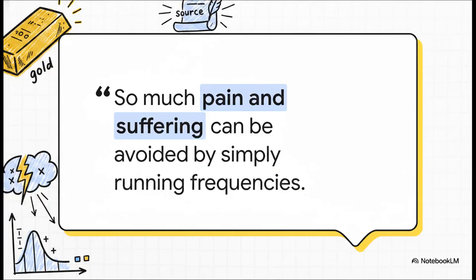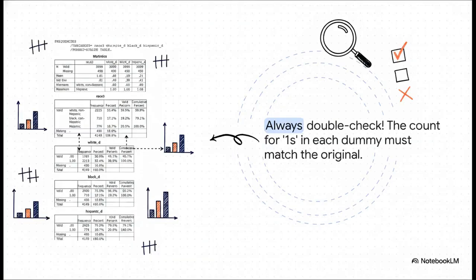Now listen up, because this next bit of advice, a direct quote from the source, might be the single most important tip in this entire process. Seriously, this is gold. You have to, and I mean you have to, always double-check your work by running frequency tables. You need to make absolutely sure that the number of 1s in your brand new dummy variable perfectly matches the number of people in that category from your original variable. Trust me, this one simple check will save you from a world of pain and confusion down the line.